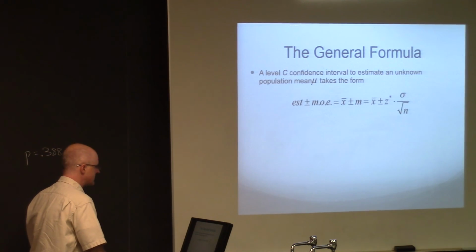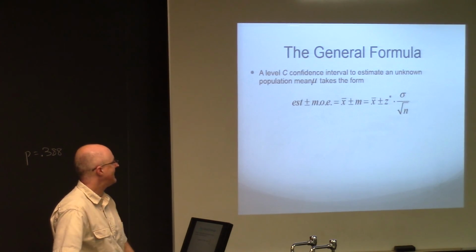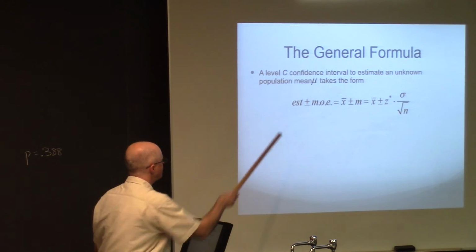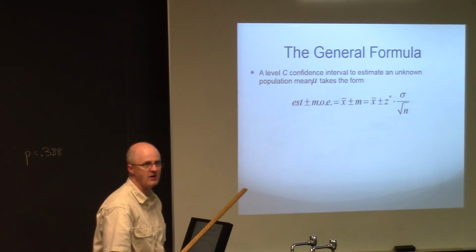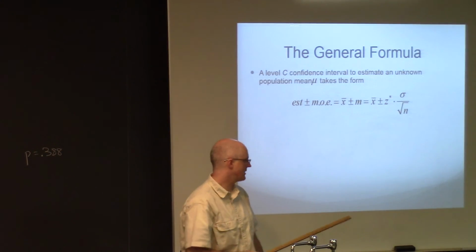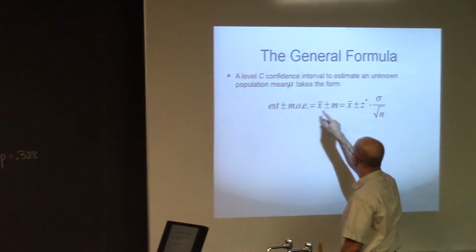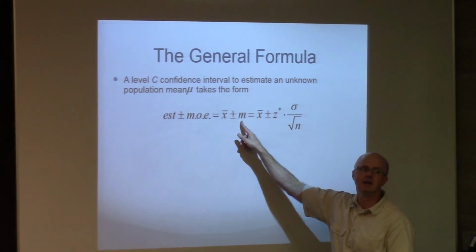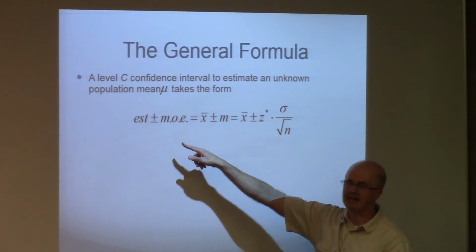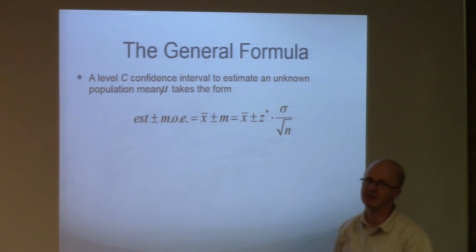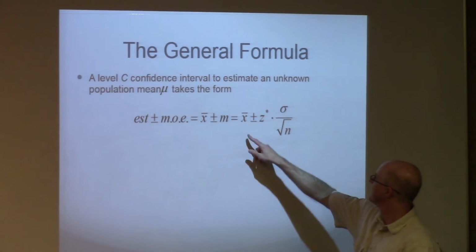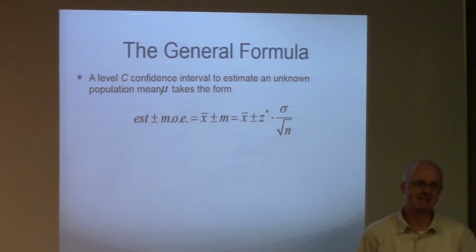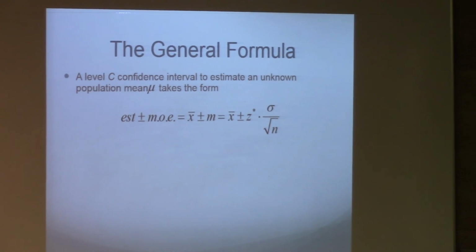The general formula looks like this. It's an estimate plus or minus MO. What's MO? Margin of error. MO stands for margin of error, which our book typically just writes as an M, and that's fine. You can just use an M. EST stands for estimate. X bar is our point estimate for mu. There's the formula. You used this a little bit last time, for a 95% confidence interval, you used it on your homework.